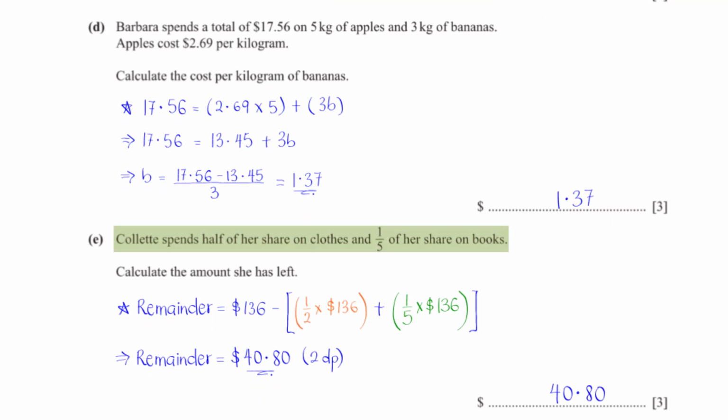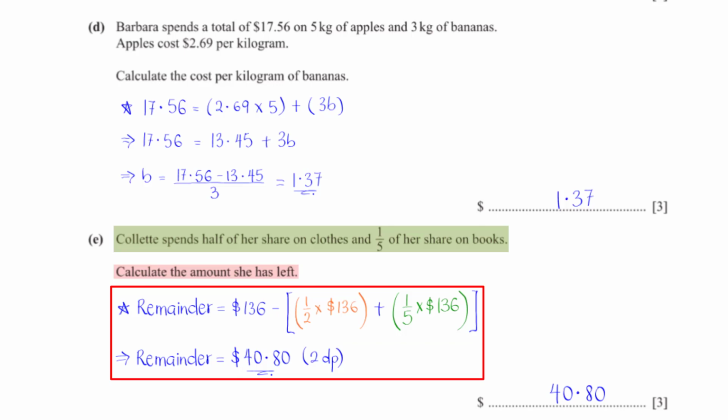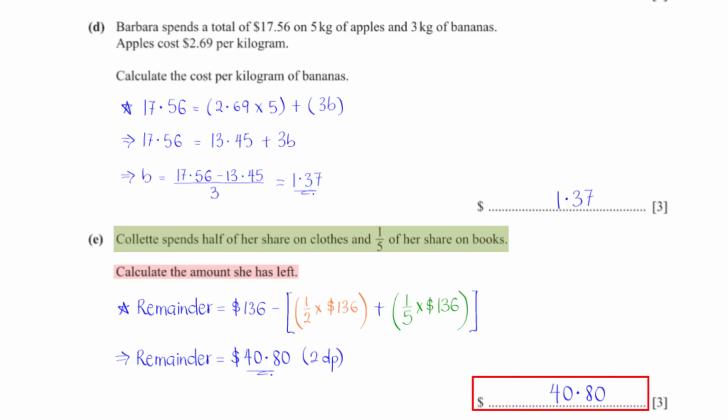Colette spends half of her share on clothes and 1/5 of her share on books. Calculate the amount she has left. The amount Colette received was $136. So to get the amount left, we have $136 minus the amount she spends on clothes, which is half of $136, and the amount she spends on books, which is 1/5 of $136. When we type this into the calculator, we get $40.80 rounded to 2 decimal places.